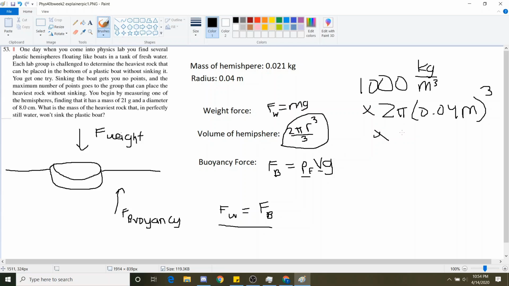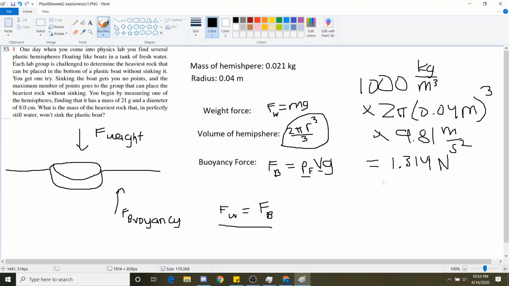g, which is the gravitational constant, which is 9.81 meters per second squared. So then when we multiply all of these together, we get something around 1.314 newtons. My 4 looks a little bit weird there, but yes, this is a 4.